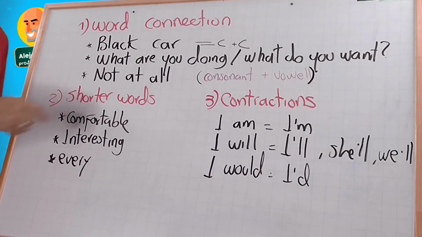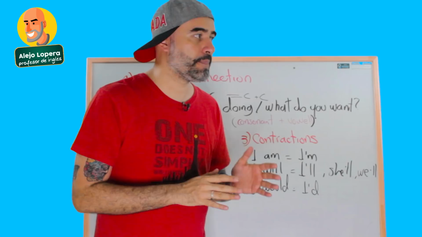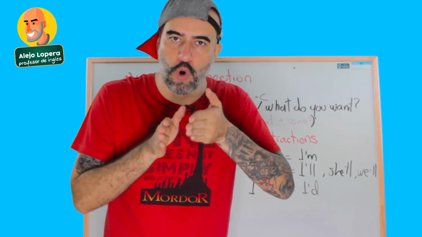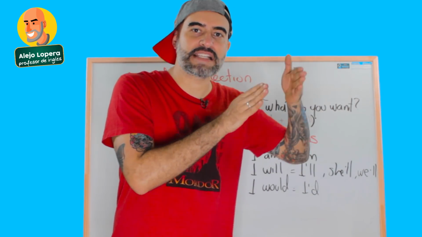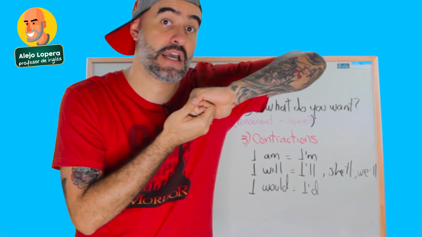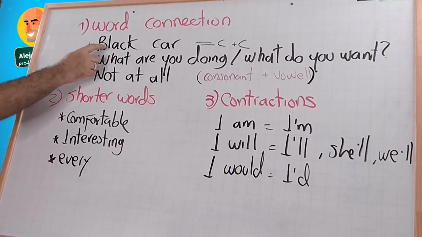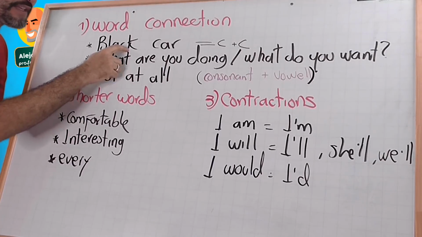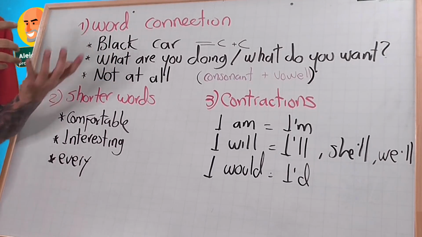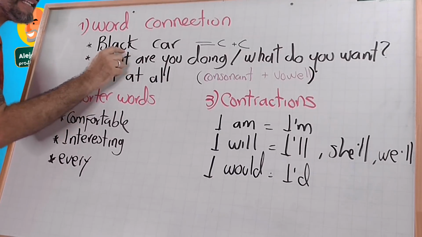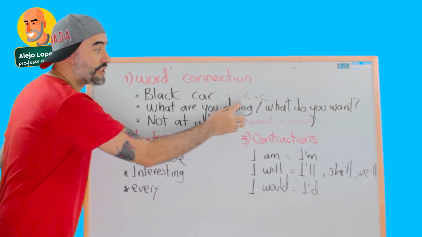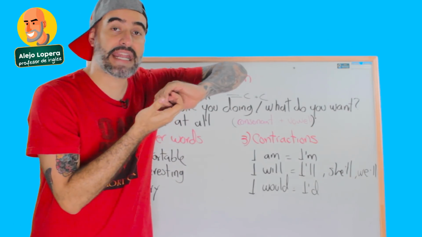Number 1, word connection. People who speak English natively, they do not pronounce word by word when they speak. You know, they try to connect the words. For example, if I have the word black car, even though the sound of this one, I mean the word, the letter is K, the sound is C. And the sound that starts the new word is also C. C plus C, we should get it connected, all right?